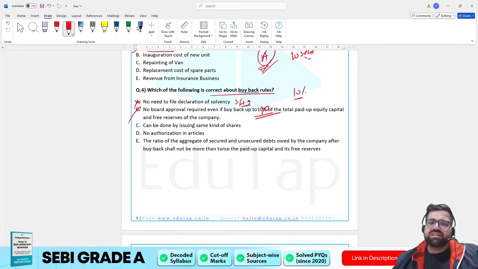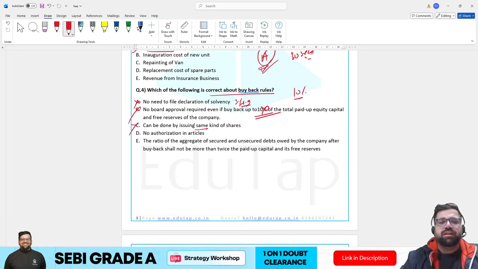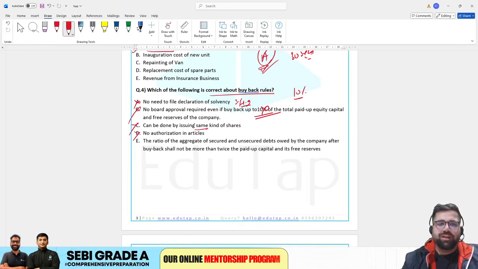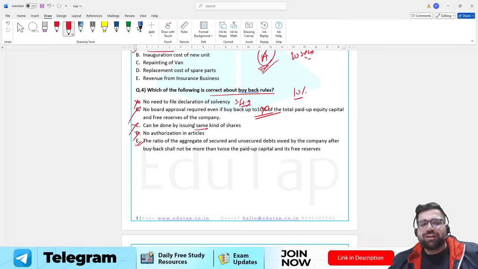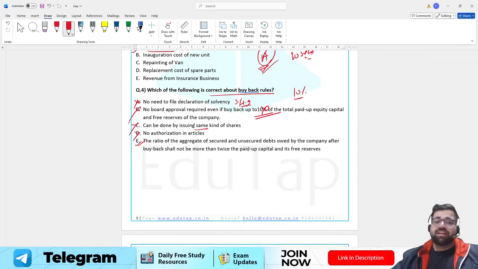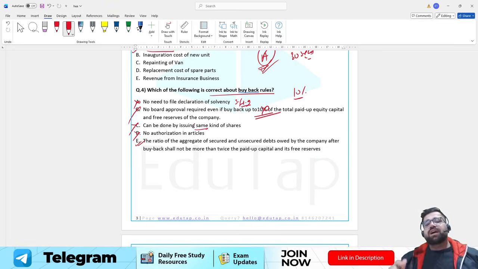Can be done by issuing same kind of share? No, different kind of shares. Not same, different. No authorization. Obviously, D is also incorrect because authorization is needed. So you are anyway left with E. After your buyback the debt to equity ratio should be what, 2:1, right? So that condition still follows, and even if you don't know that condition, still from A to D you can eliminate and mark your answer as E. So my answer will be option number E.